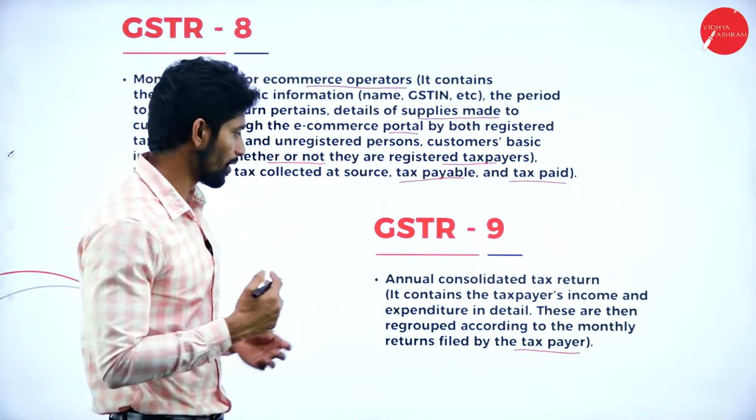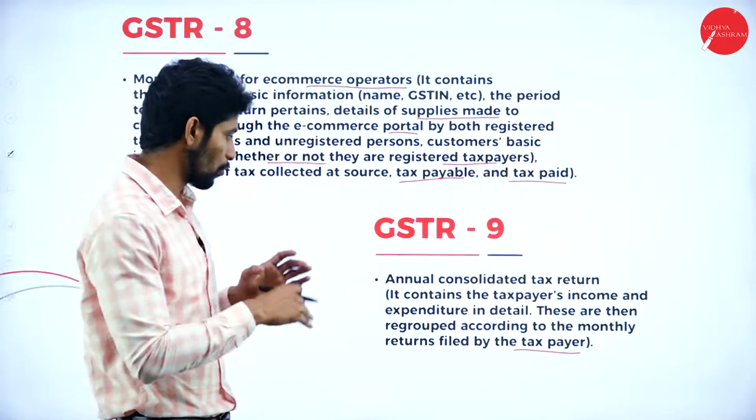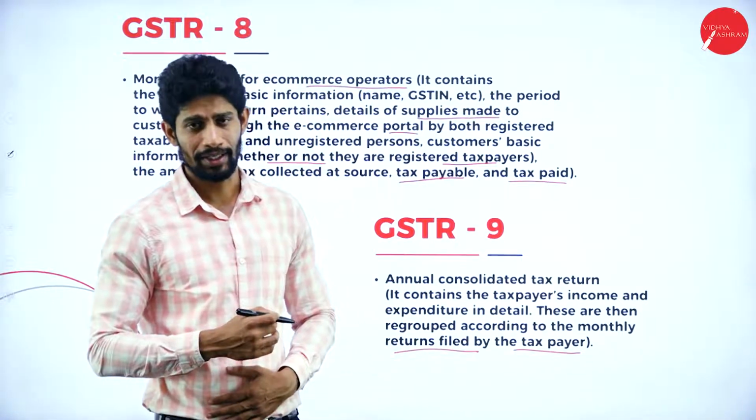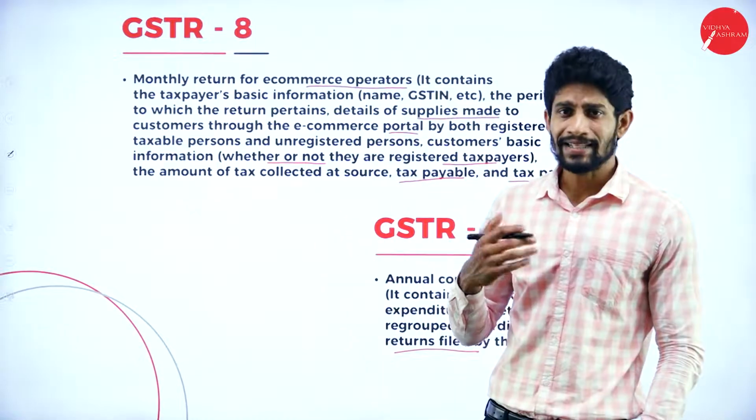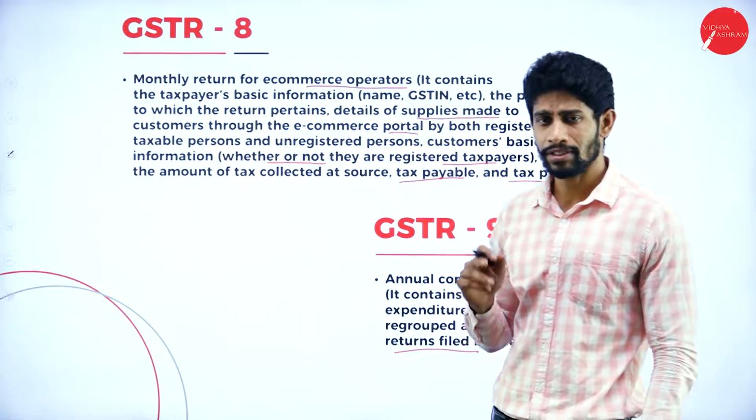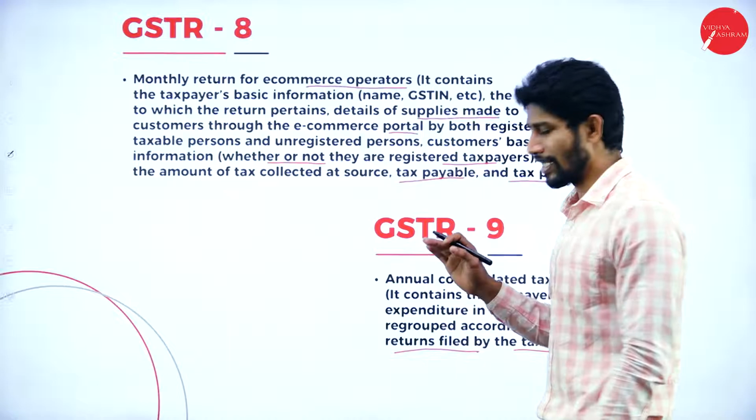After knowing the income and expenditure, those items will be regrouped according to the monthly returns filed by the taxpayers. So according to the monthly returns filed by the taxpayers, the transactions will be regrouped accordingly, whether applicable for GSTR 1, GSTR 2B, GSTR 2A. So according to that, they will be regrouped.